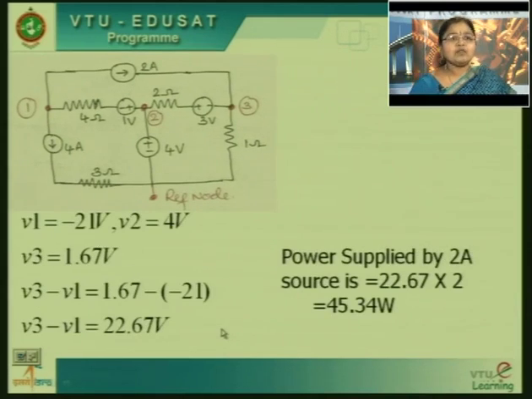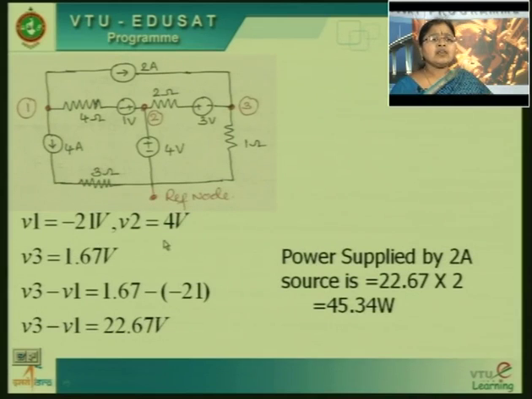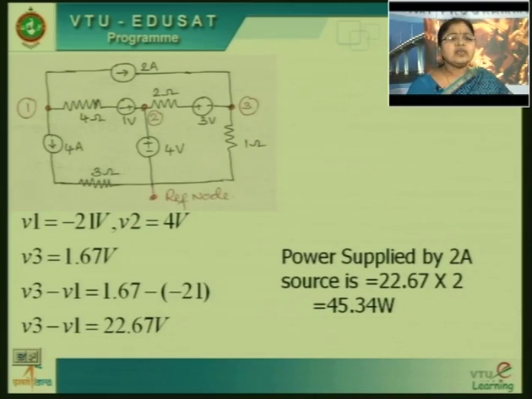Let us see the values. Now, if you solve all the equations, V1, the voltage at node 1, is minus 21 volts. V2, the voltage at node 2, is 4 volts. We do not need to solve for it because a voltage source is already connected. V2 is equal to 4 volts and V3 is equal to 1.67 volts.